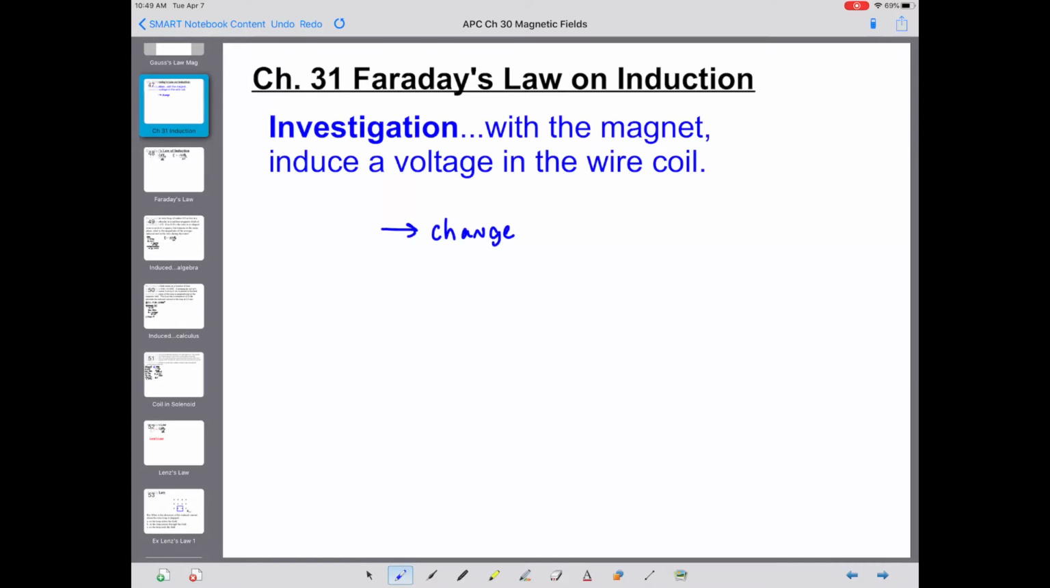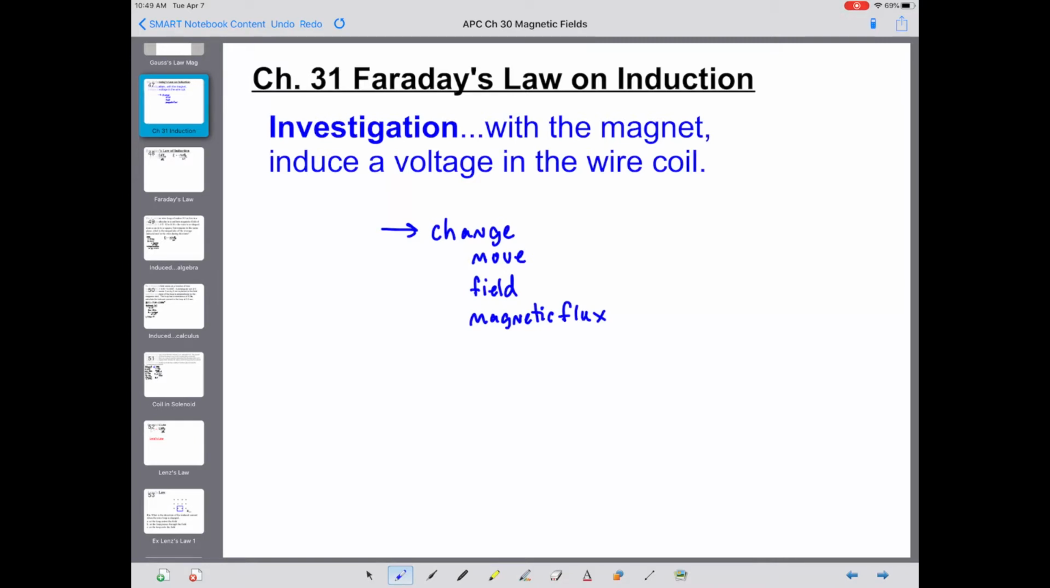So when you had the magnet somewhere near the coil, the magnet itself did not cause a voltage, but when you moved it, there was a change in position. When you changed the field, or more specifically, you changed the magnetic flux, you caused an induced voltage.